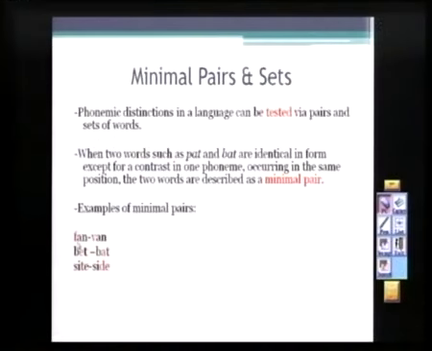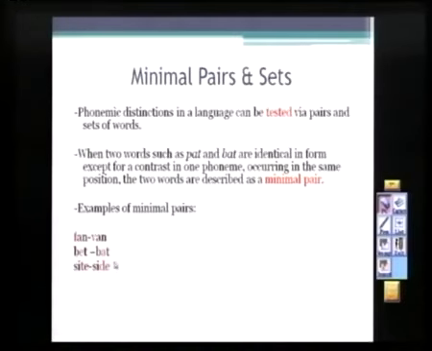So look at these two. The sound that is different is in red. Look at this. Fan and van. They are identical, it means they are the same, except for one sound. You can say they have the same sounds, except for one sound in the same position. So this one is initial, this one is initial. Look at this. Bit and bad.